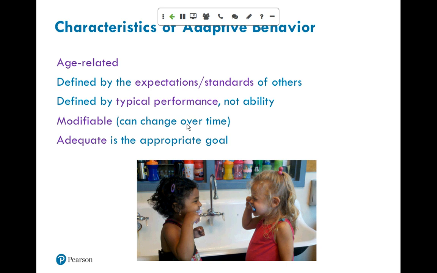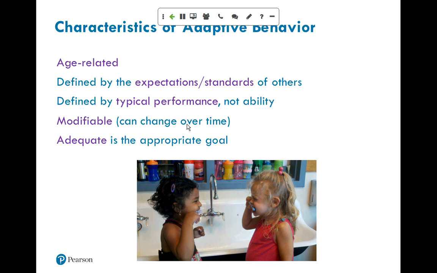Adaptive behavior is defined by typical performance, not ability, so it's the does do, not the can do. What's really nice about adaptive behavior is that it's modifiable, and it can change over time, and it can change quite quickly. That's in contrast to cognition, which is relatively stable over time. So if someone receives intervention or lack thereof, or if they move from one place to another, or if they experience some type of trauma, anything can change adaptive behavior. Someone used to have a skill, now they don't, or they didn't have the skill and now they do.